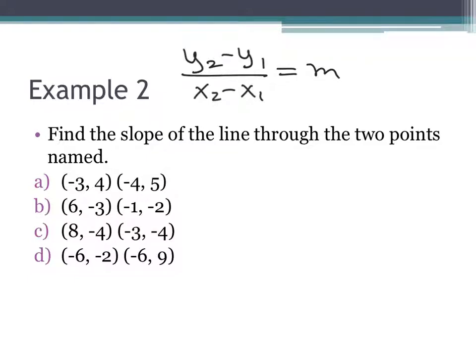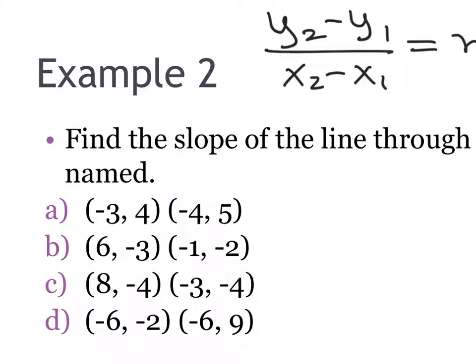In example A here, I'm going to label this first ordered pair as ordered pair number 1. I'm going to give it an x1, y1. Those little ones are labels, they're subscripts. So this is ordered pair number 1, and now I can say this one is ordered pair number 2. It doesn't matter if I had labeled the first one as x2, y2. I still get the same answer.